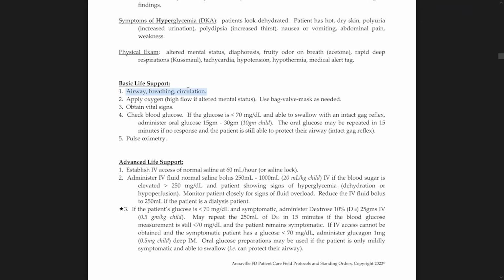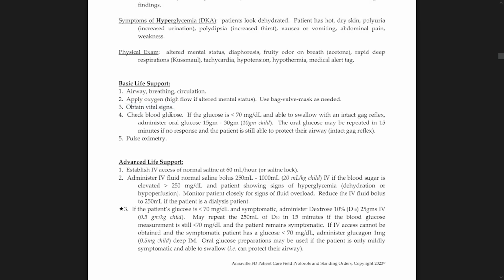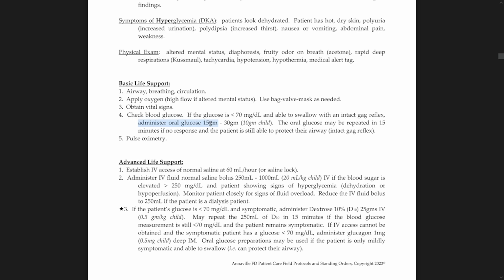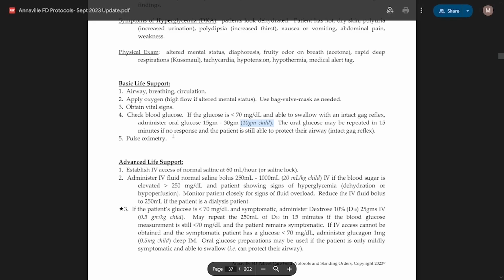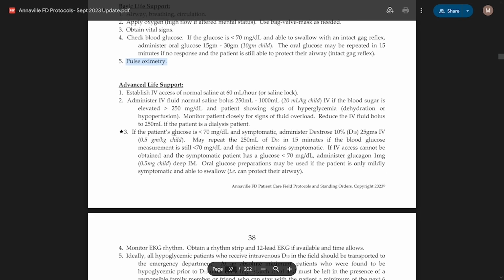For basic life support, you always want to do the same thing pretty much every single time. You want to watch out for airway, breathing, circulation, apply oxygen if necessary, use a BVM if necessary, obtain vital signs, and check their blood glucose. If their blood glucose is less than 70 and they're able to swallow with an intact gag reflex, their AAO times 4, you can administer oral glucose 15 grams to 30 grams, or 10 grams if it's a child. The oral glucose may be repeated in 15 minutes if no response and the patient is still able to protect their own airway. Also, measure their SpO2.